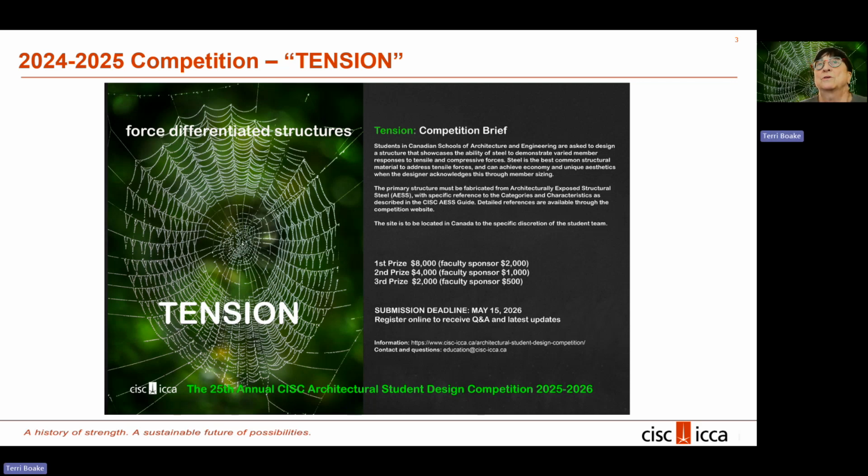The primary structure must be fabricated from architecturally exposed structural steel, which we call AESS, with specific reference to the categories and characteristics as described in the CISC AESS guide, which we will go through briefly in this webinar. Detailed references are available through the competition website. Your site for the project is to be located in Canada to the specific discretion of the student team.